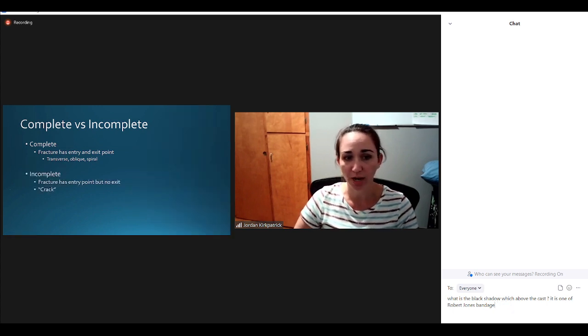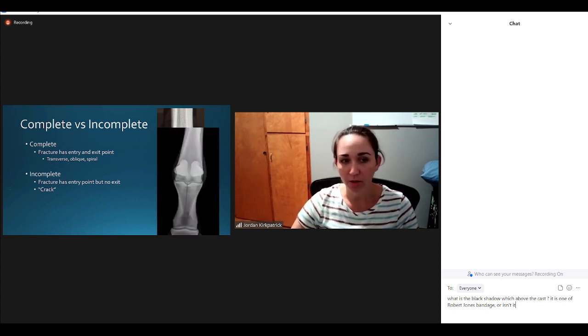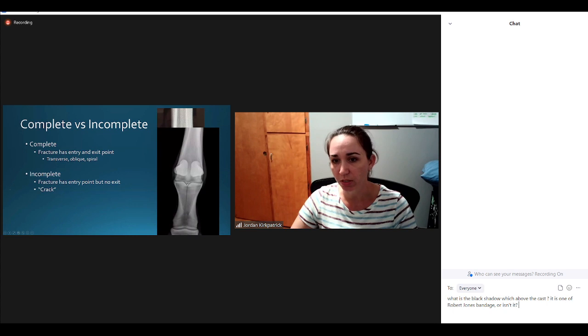An incomplete fracture has an entry point, but no exit point, or may look like a crack in the bone, if you will. So with this condylar fracture, you can see where the fracture starts, but it doesn't look like the fracture is exiting the bone in the proximal aspect of the condyle. Here's another example of an incomplete fracture. In P1, it's a sagittal fracture coming down the center. So you can see where the fracture starts, but it's kind of ending in the center of the bone. So there's no exit point. So this would be an incomplete fracture.